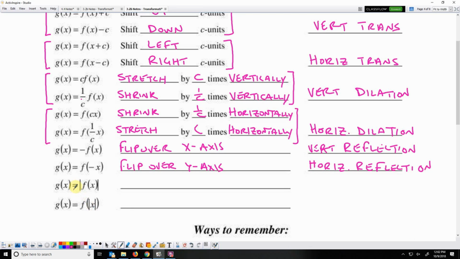When I take an absolute value of a function, what happens is I flip the negative y's over the x-axis. And when I take an absolute value inside, the positive domain is symmetric about the y-axis.